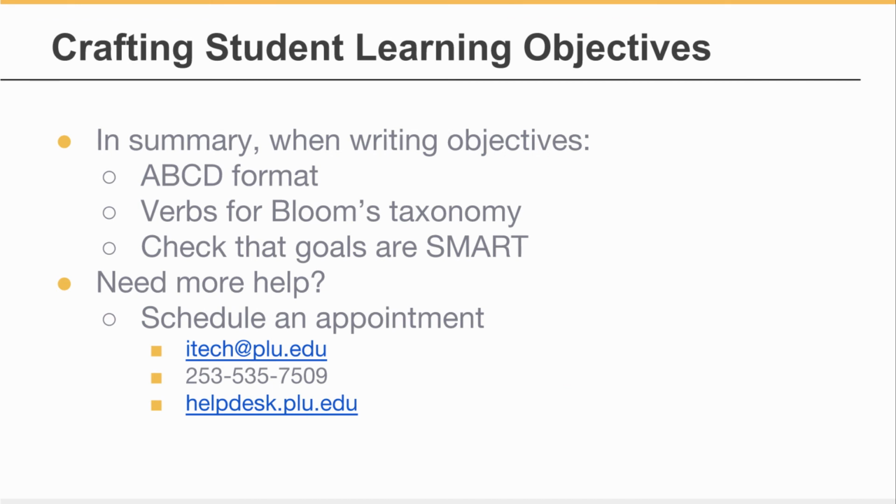In summary, when writing student learning objectives for a unit or week of study, try using the A, B, C, D format to structure your objectives. Consider using a list of verbs for the different levels of learning on Bloom's taxonomy. This will help you with the writing process. Lastly, check your objective when finished to see if it meets the SMART test.